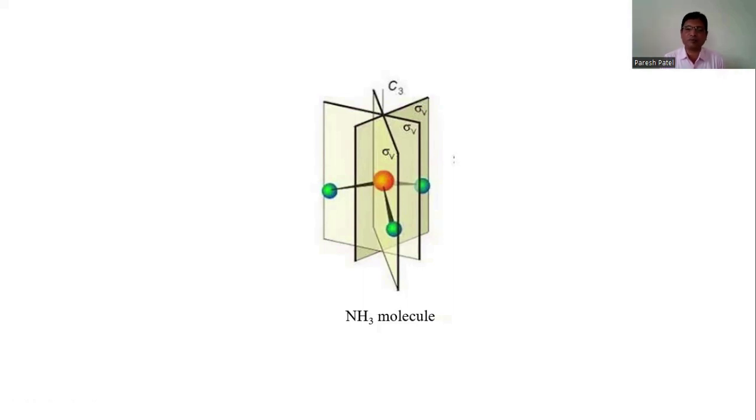But if you go for the symmetry operation, if you operate any symmetry operation, sigma VA, on the ammonia molecule, what will happen? There is no change in the position of the first hydrogen, but there is a change in the position of hydrogen 2 and hydrogen 3 by operating the sigma V symmetry operation. So that can be recognized as a symmetry operation, sigma V.